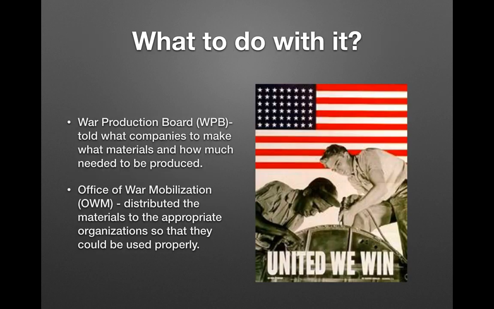Now, what do you do with it now that it's been produced? 2 big organizations: the War Production Board told companies what to make, what materials, and how much needed to be produced. For example, let's go back to the planes. They wanted 15,000 planes produced in 1940. Now, if you think about this for a second, in 1940, we're still neutral. And so, interesting thing there. The Office of War Mobilization, OWM, distributed the materials to the appropriate organizations so they could be used properly. And here we have some propaganda of United We Win.